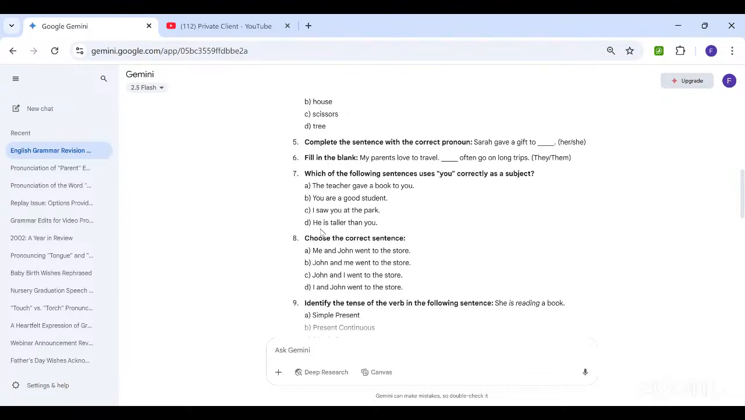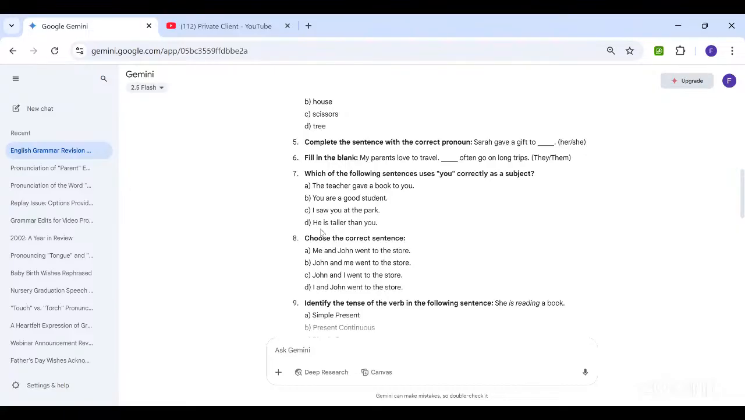So what's the answer for number 6? Fill in the blank. My parents love to travel. They often go on long trips. Yes, you're correct. They, subject. Them can only be used as an object.